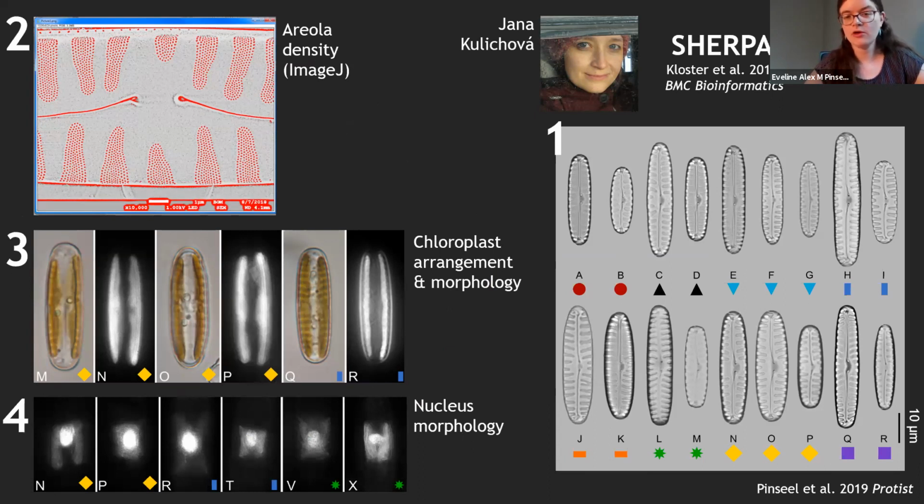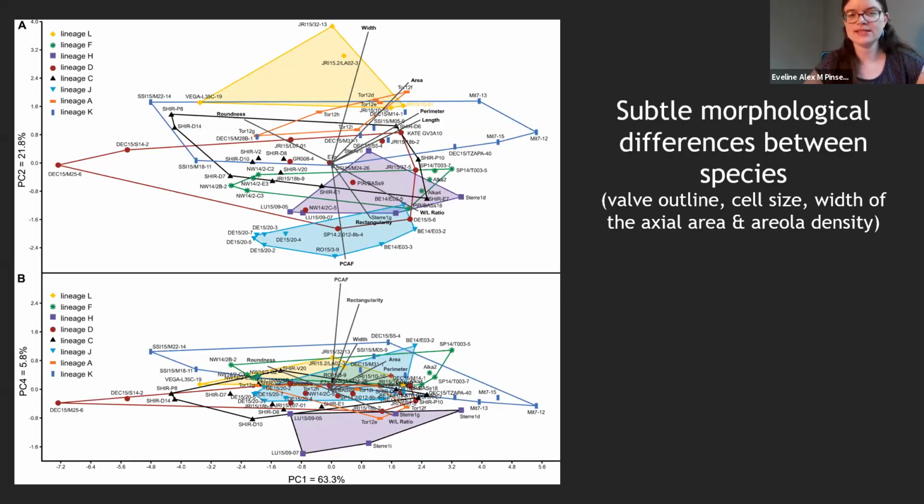We even looked at chloroplast arrangement morphology and nucleus morphology, because, for example, for the Navicula cryptacephala complex, we know that different species tend to have different nucleus morphologies. And doing all of that, we find that, yes, between the 8 species we selected, we actually find subtle morphological differences. And these differences relate to the outline of the valve, cell size, the width of the axial area, and the density of the areolae.